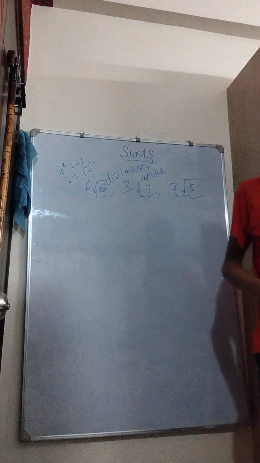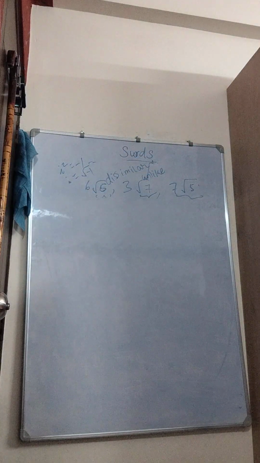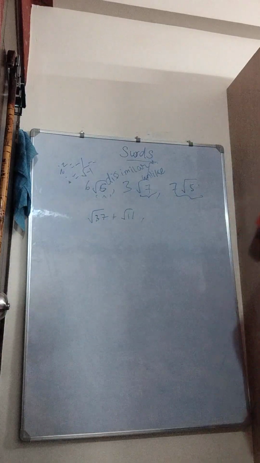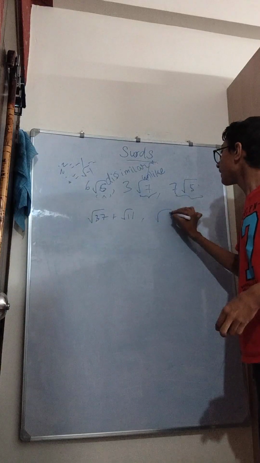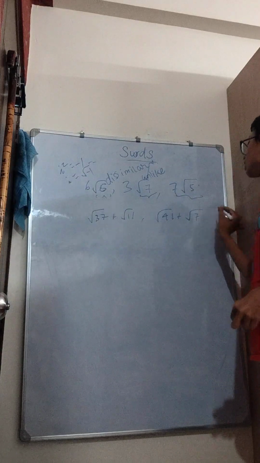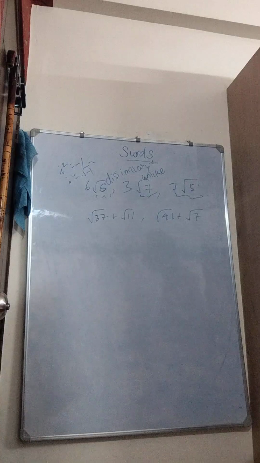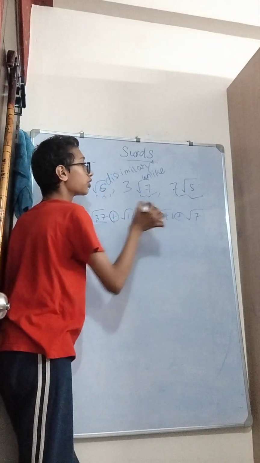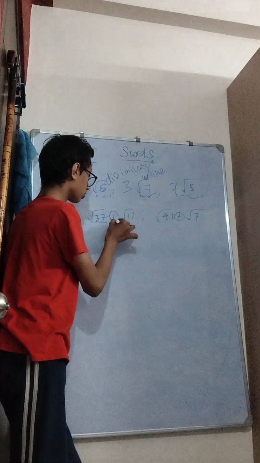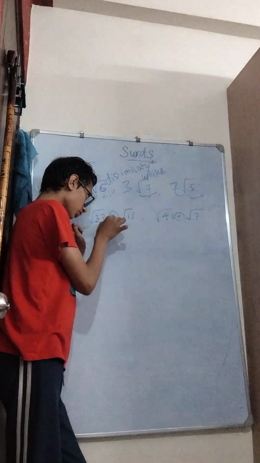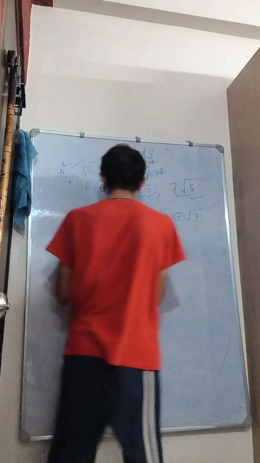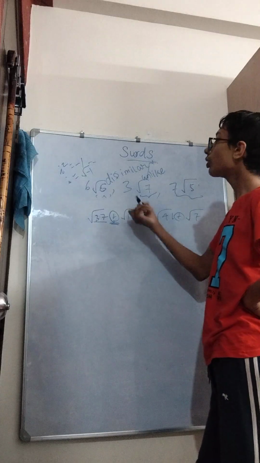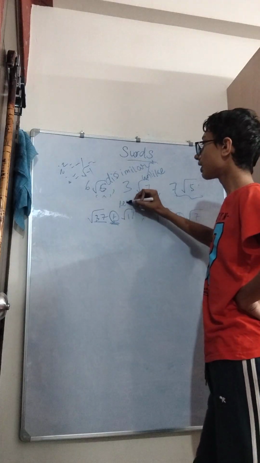Now I will give you two surds; try to find the comparison. Root 37 plus root 11, and root 41 plus root 7. How to solve this sum: see, when you get a plus here, you will get one value. What value will you get when you solve? You will get some decimal value.